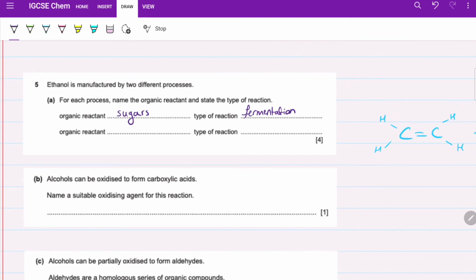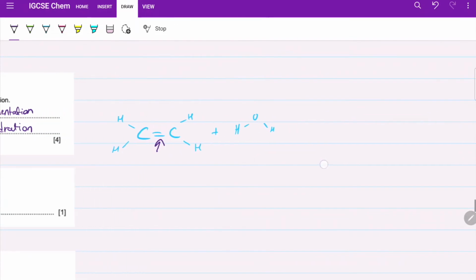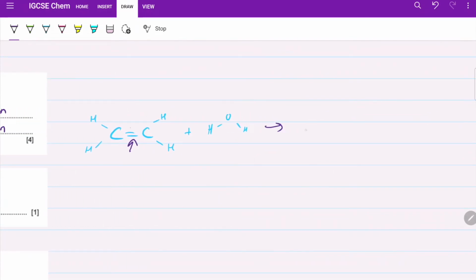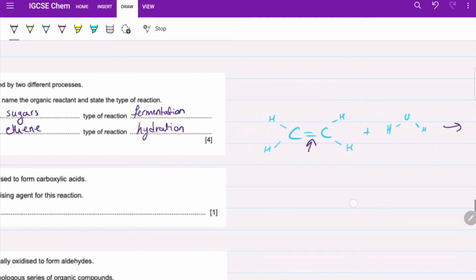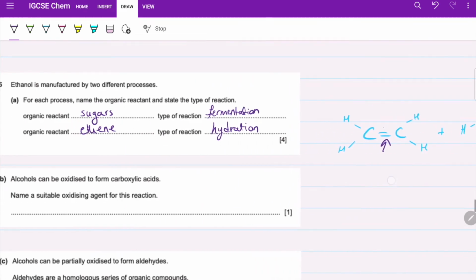Another organic reactant is ethene, which is an alkene. That means it has a double bond, and it looks like that. The type of reaction is hydration. Hydration, you can think of water, well, to hydrate. So we're adding water to it, and what happens is it breaks that double bond, and we end up with ethanol. So one of the hydrogens goes to one of the carbons, and then the OH goes to the other carbon. It can be this carbon here, or it can be this carbon, it does not matter. Okay. Now let's move on.